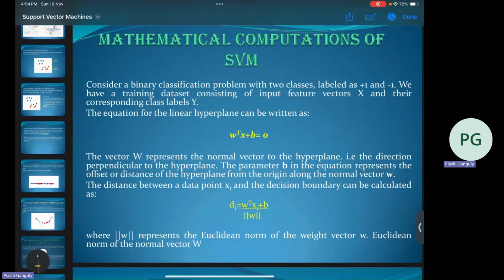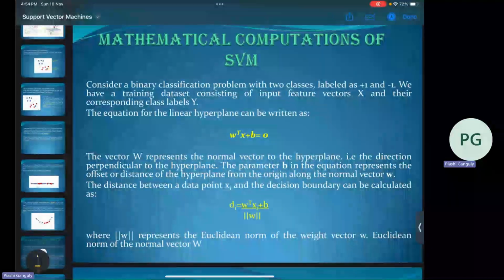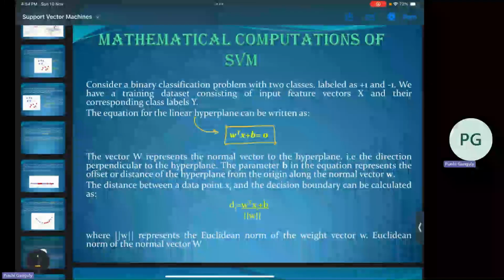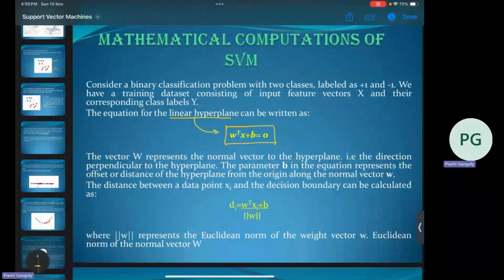So we have a training data set, which will consist of input feature vectors x and their corresponding class labels y. The equation of a linear hyperplane will be W transpose x plus b equals 0. So this is the equation for a linear hyperplane separating the two groups, as we have seen here.